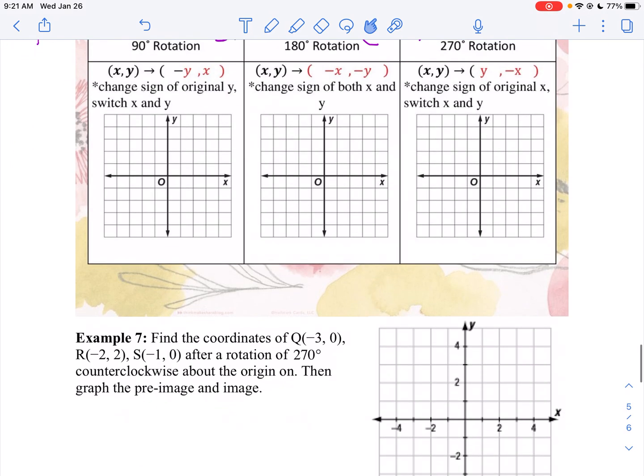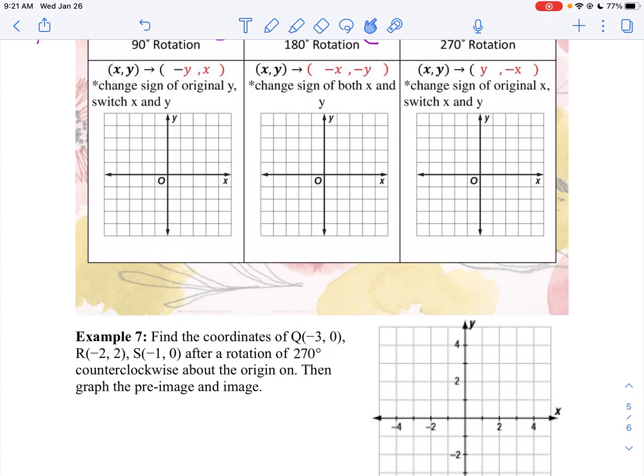Now let's take a look at example 7 here. I want to find the coordinates of Q, R, and S after rotation of 270 degrees counterclockwise about the origin. I'm going to graph the preimage and the image. So let's start by graphing our preimage. So I'm going to graph the point negative 3, 0. I'm going to graph the point negative 2, 2. And then I'm going to graph the point negative 1, 0.